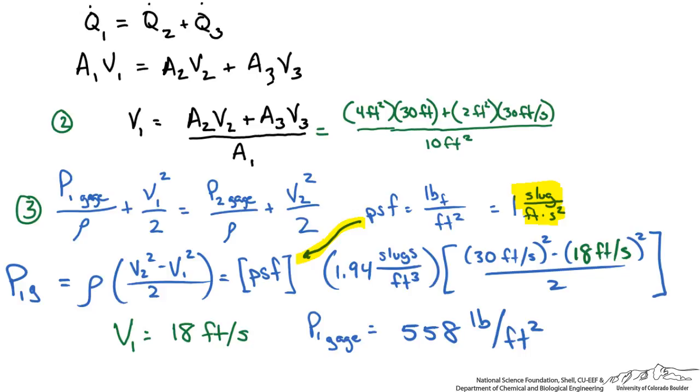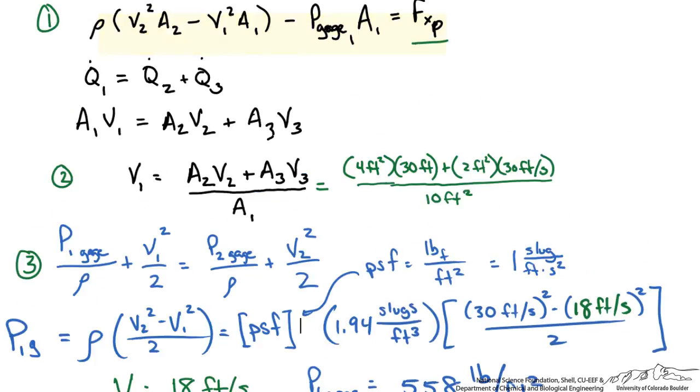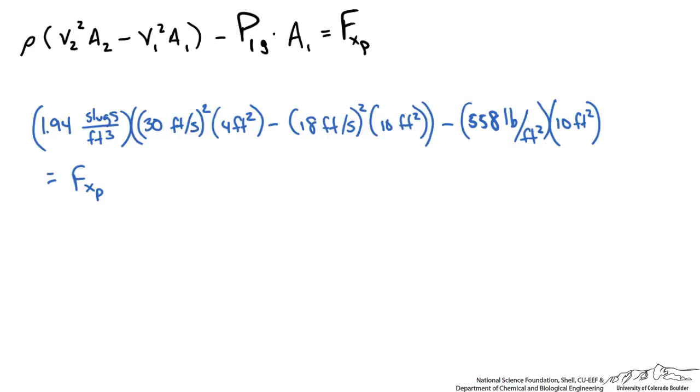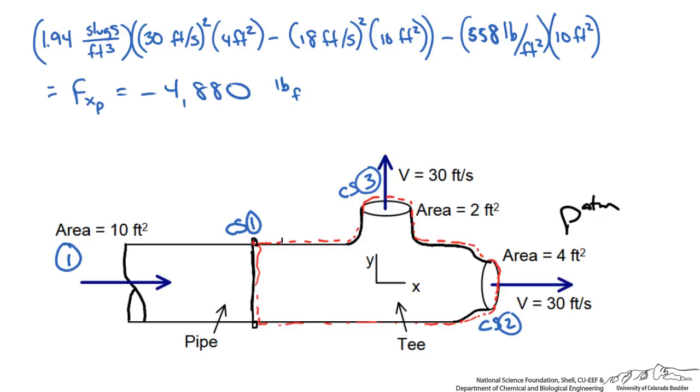Now we could plug these values into our first equation that we had up here to calculate the force in the x direction. So let me rewrite that. Here I have our final equation to calculate our force. I've plugged in all the numbers, and when I calculate this, I get a force of negative 4,880 pounds force. Since our force is negative, what does that imply?